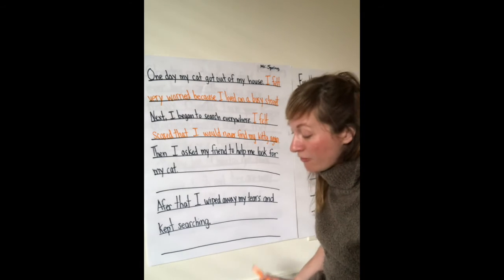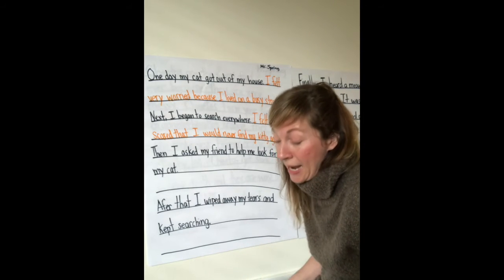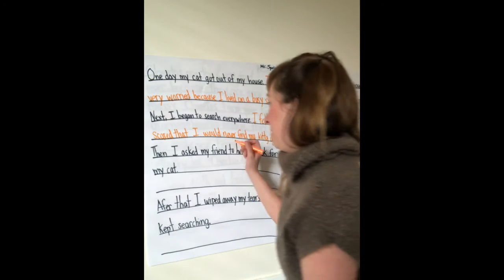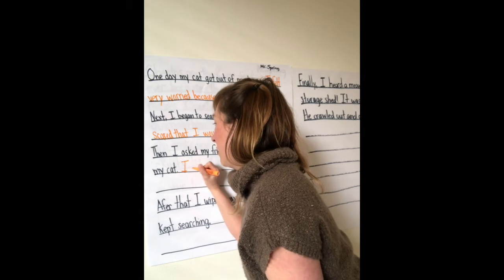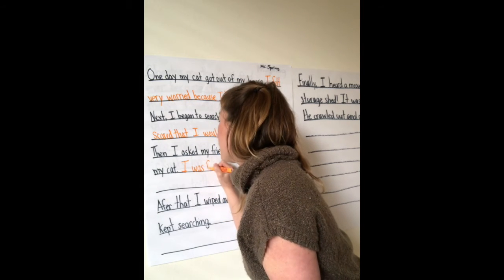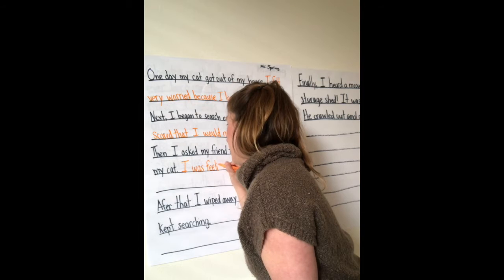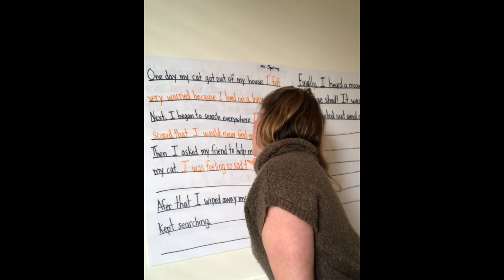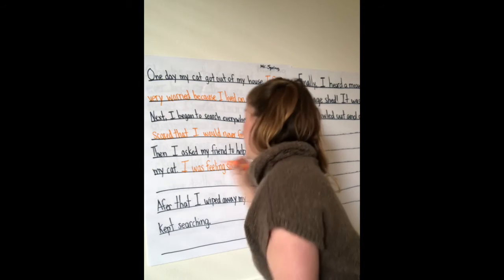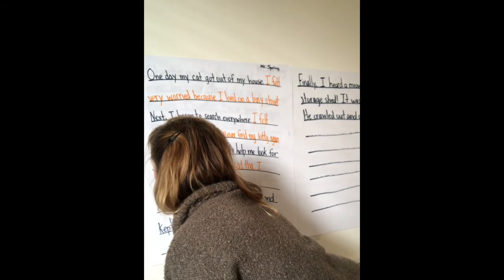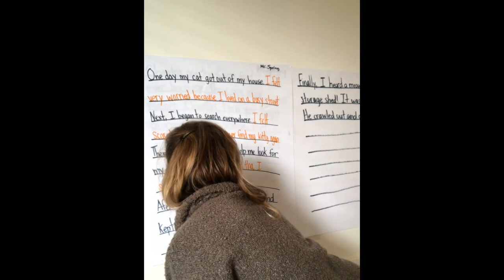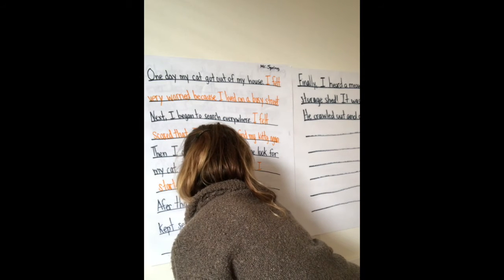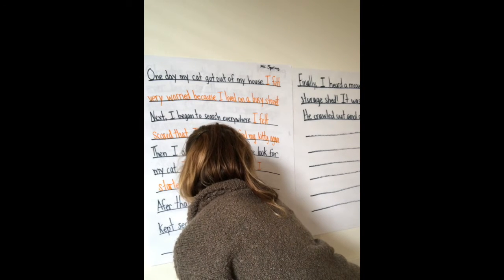Then I asked my friend to help me look for my cat. I was feeling so sad that I started to cry. I'm going to add that feeling because then the reader will really understand how I was feeling. I didn't just start to cry, I started to cry big tears. Oh boy, I bet you can visualize that, huh?